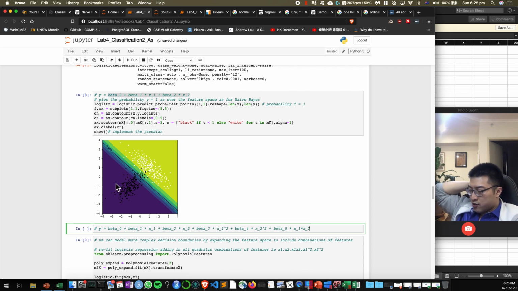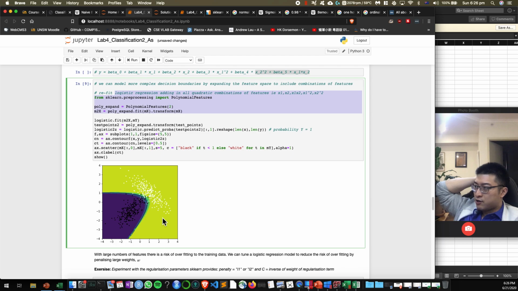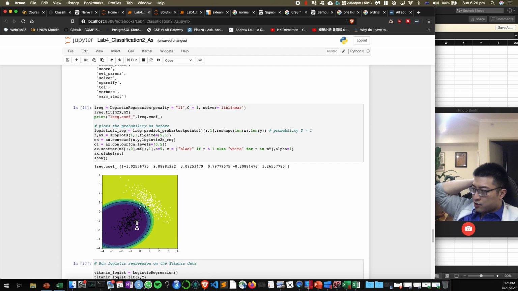This is the line you're fitting. So you're extending this by not only fitting the linear part, you're also fitting all those higher order terms, all your polynomial terms like x1 squared, x2 squared. This will reduce the bias and increase the variance, potentially allowing you to model something more sophisticated. Cool, so you fit that, and now you've got a curve. One thing you can do is play around with it.